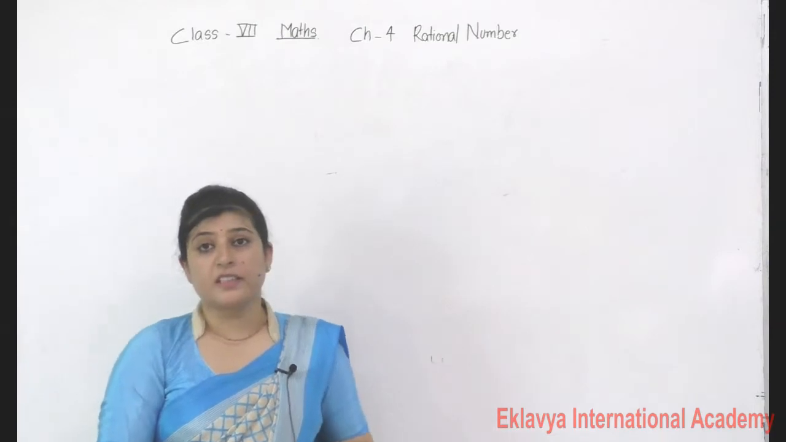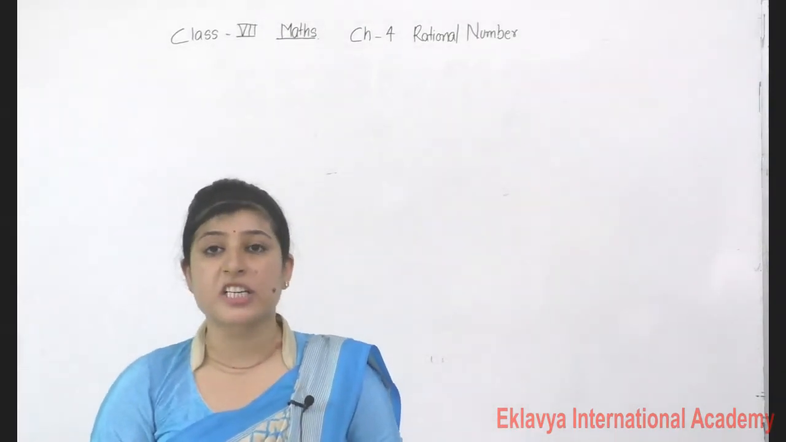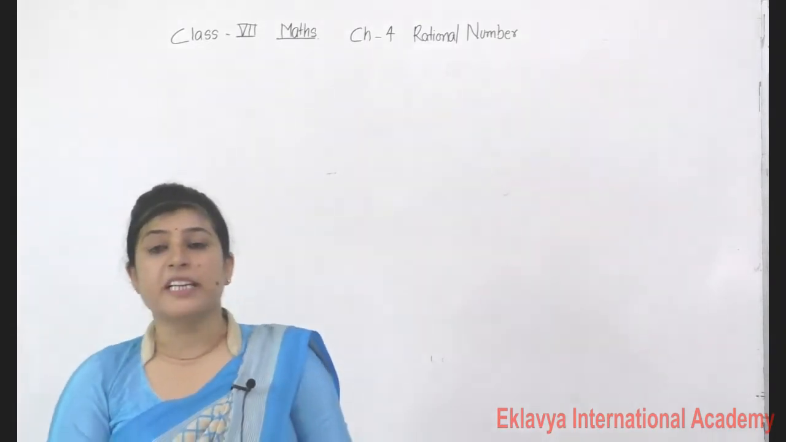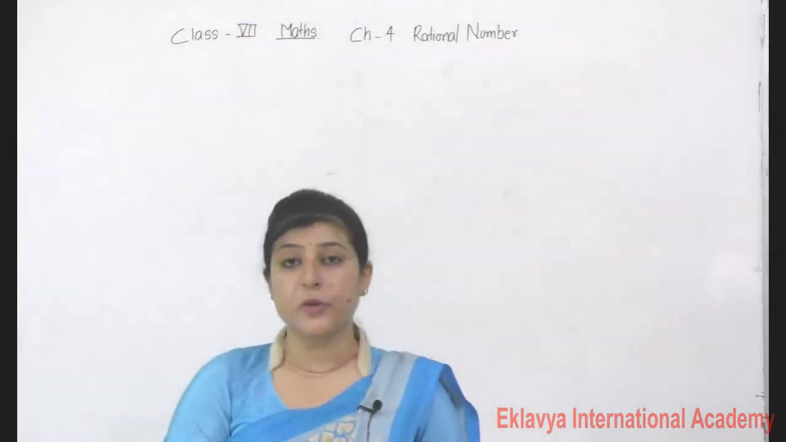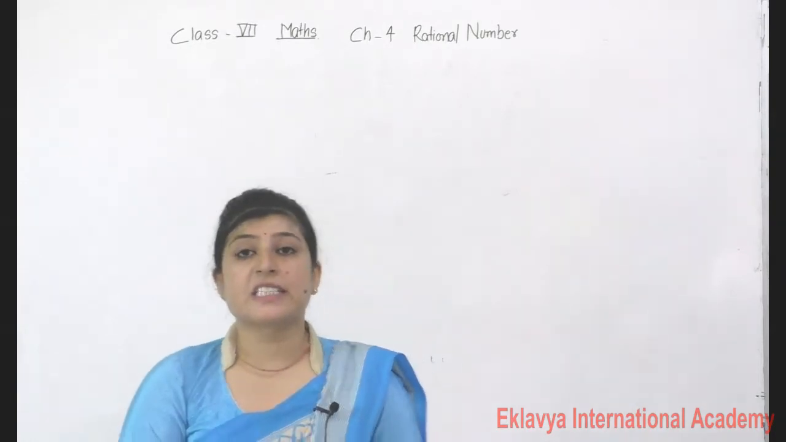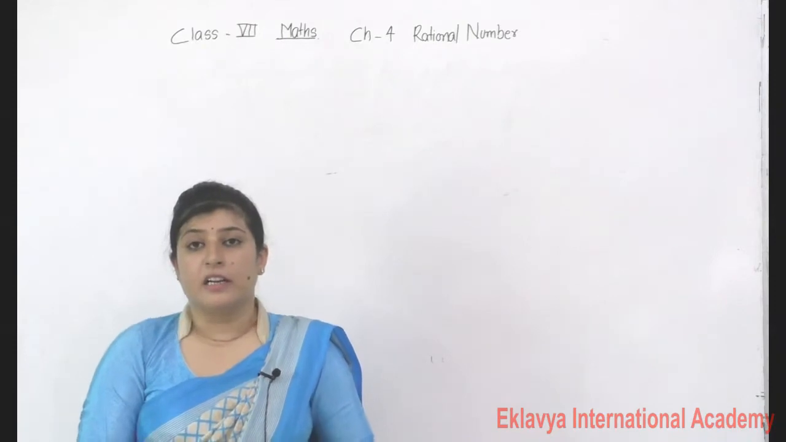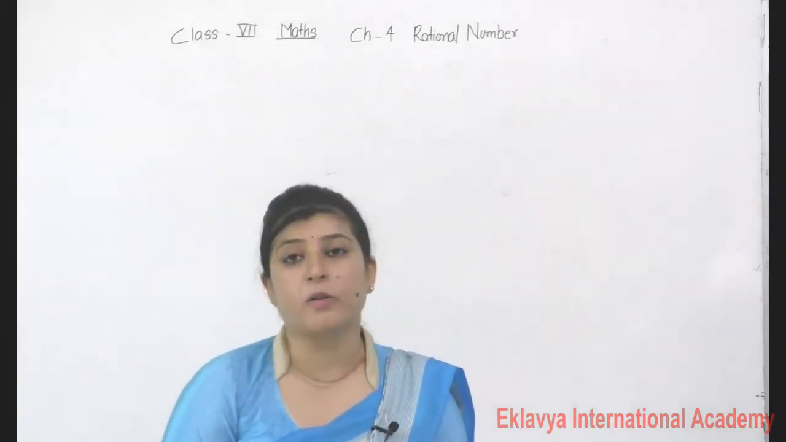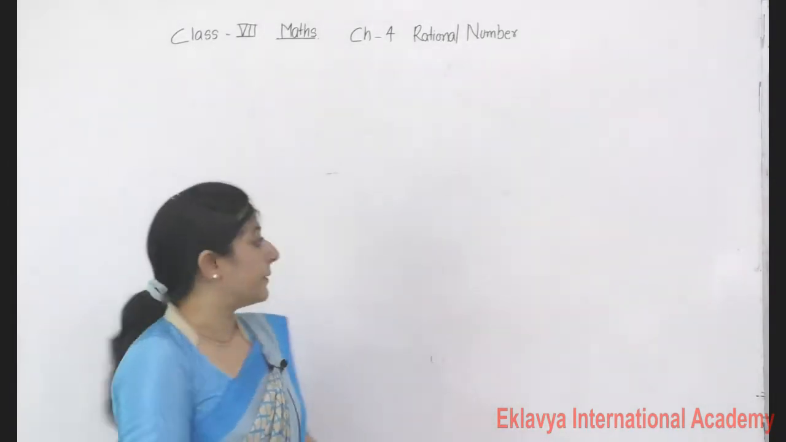Yes students, in the previous lectures we discussed rational numbers, chapter 4. And what is a rational number? A rational number is a number which we can represent in p by q form where q does not equal 0. We discussed the standard form and how to compare two rational numbers. Now in this video we will discuss the addition and subtraction of rational numbers.